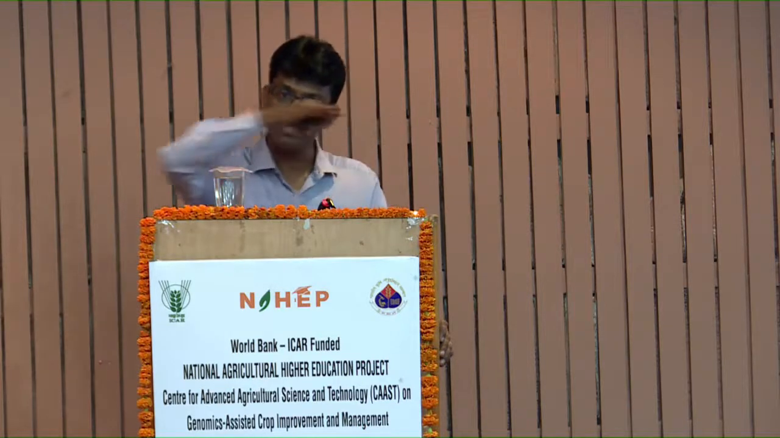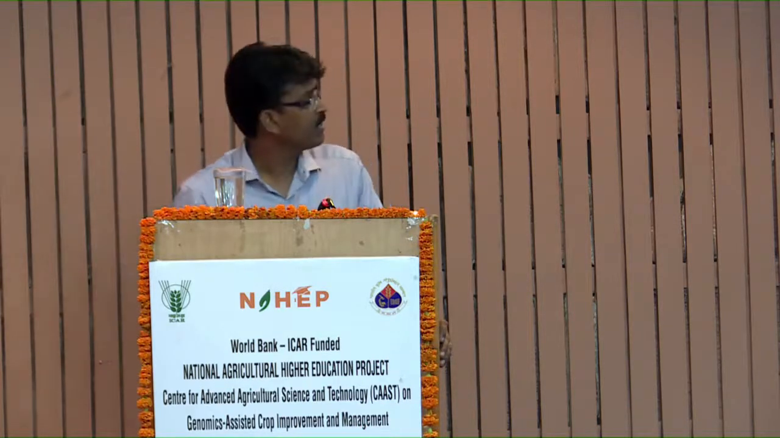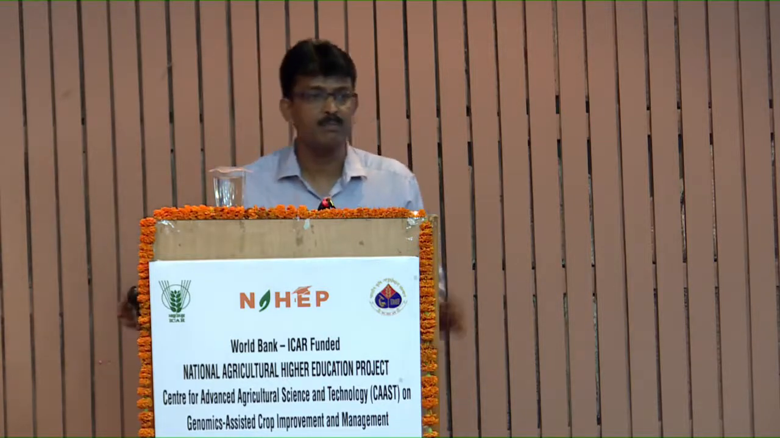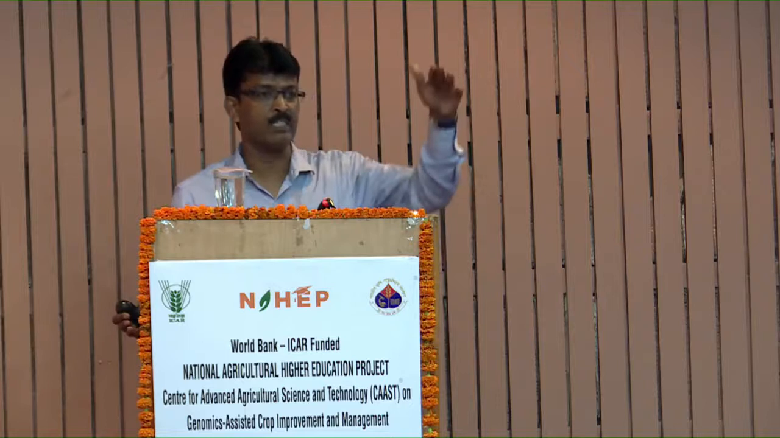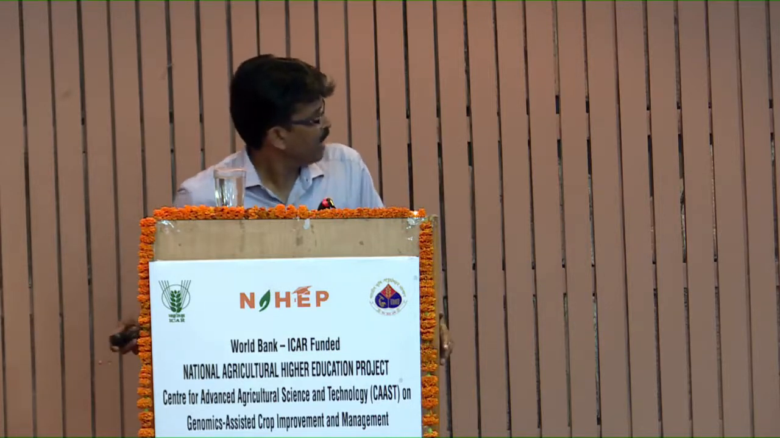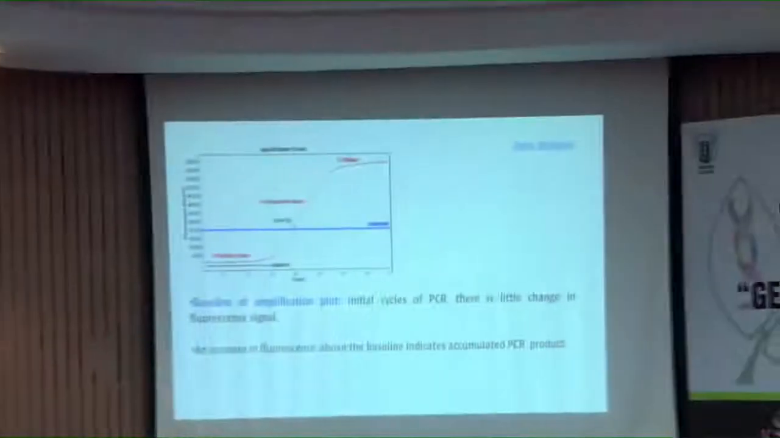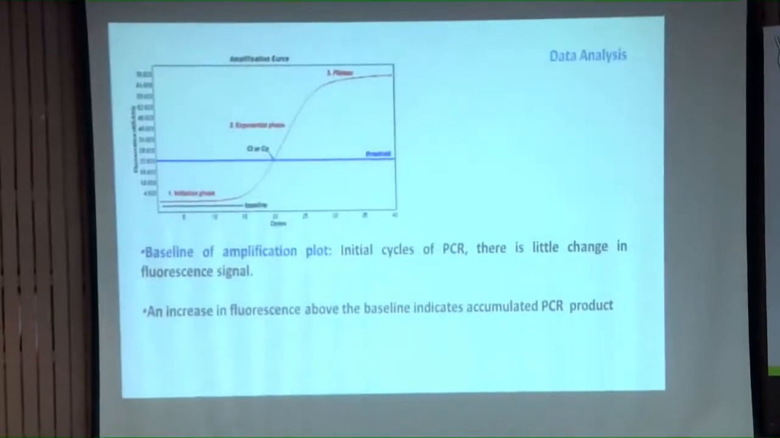It takes a kind of straight line, right? That usually happens after 31 to 32 cycles. By and large, the 34th cycle is the last point in most qPCRs nowadays. And coming to the data analysis, I already told you about the baseline amplification plot. You will encounter these terminologies in literature.